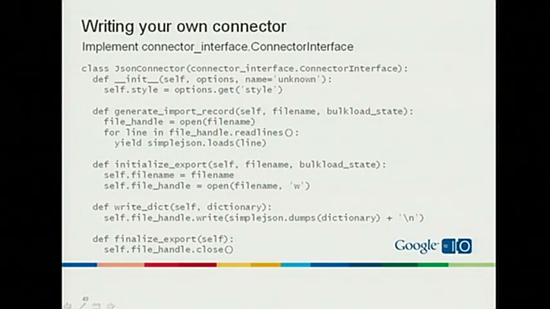On export, very similar. There are 3 methods instead of 1. You've got an initialize method, so we just open the file. For every dictionary that gets passed in, we do something interesting with it. In this case, we just serialize it using simplejson and write it on its own line. And when we're done, we close the file to clean up after ourselves.